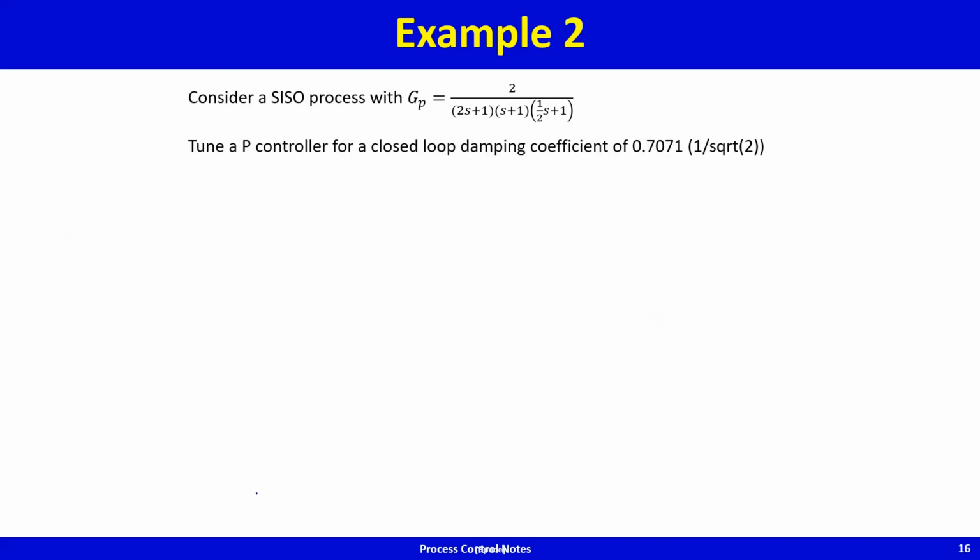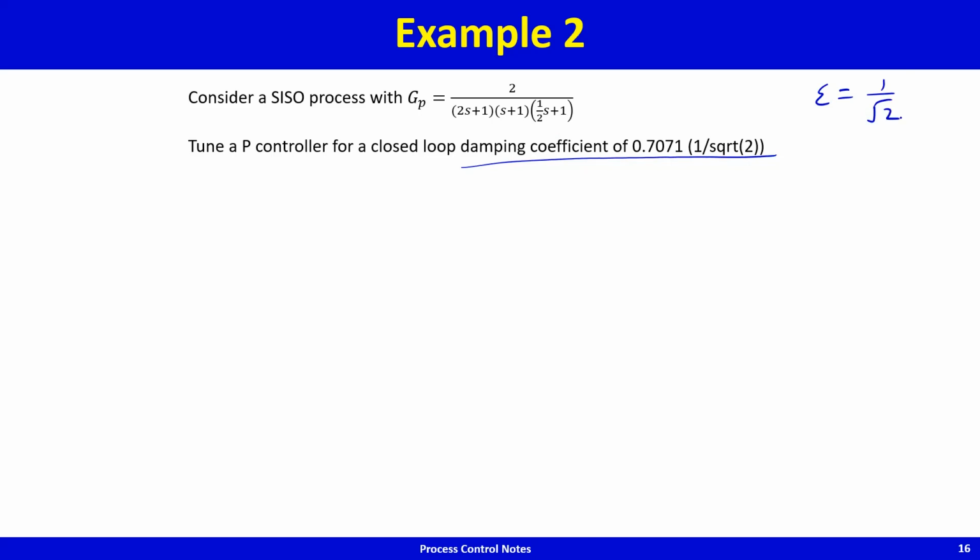Now let us look at another example. We have the same process and the same proportional controller, it's just that now we are going to tune for a closed loop damping coefficient of 0.7071. That means we are tuning for chi equal to 1 by square root 2.